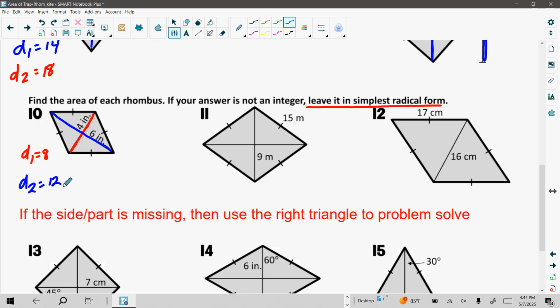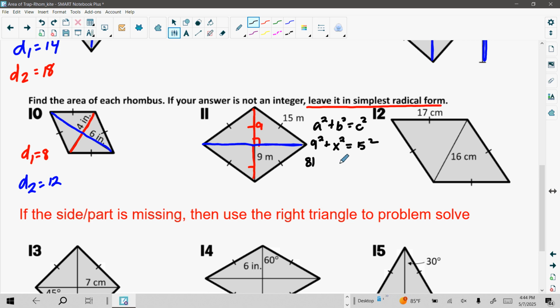But on 11 here, this 9 is representing this piece, which is on the other side here. Remember, the diagonals are bisecting and they are perpendicular. So what is missing is the long diagonal here. So I'm going to have to use Pythagorean theorem to find that missing piece. We would do our a squared plus our b squared equals c squared. So this would be the 9 squared plus that missing leg squared equals 15 squared. And we're going to solve for the x.